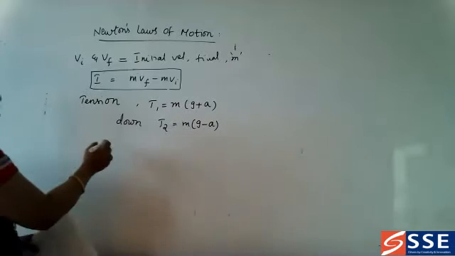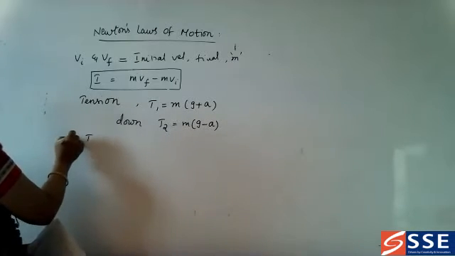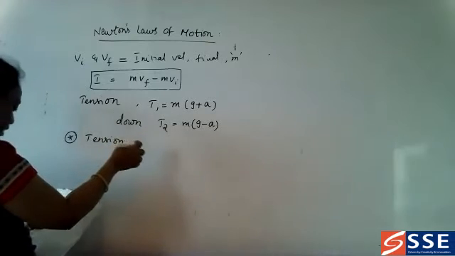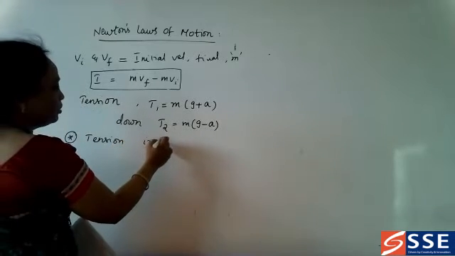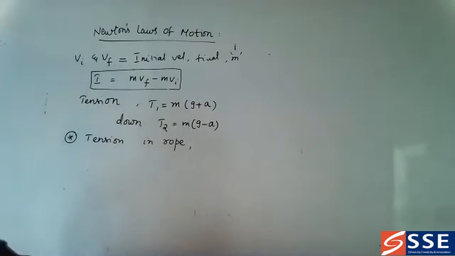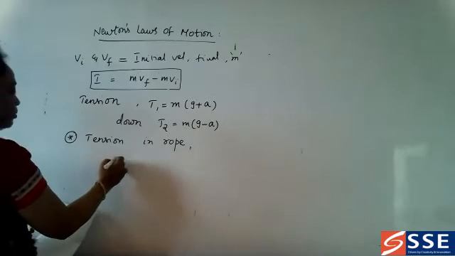And when the tension is taken, coming to the next formula, suppose the tension is in the rope. What is the formula you can use?